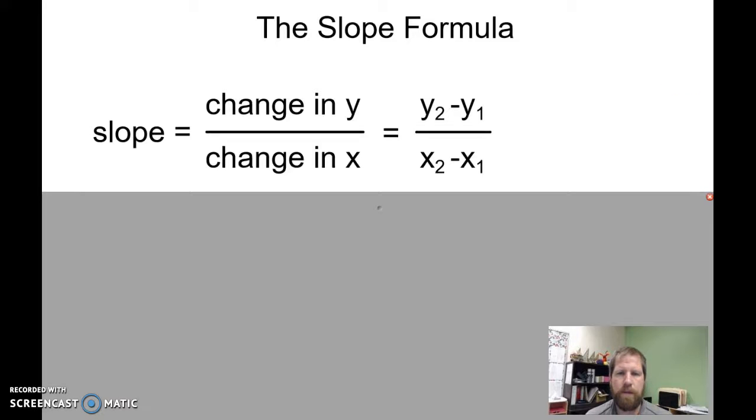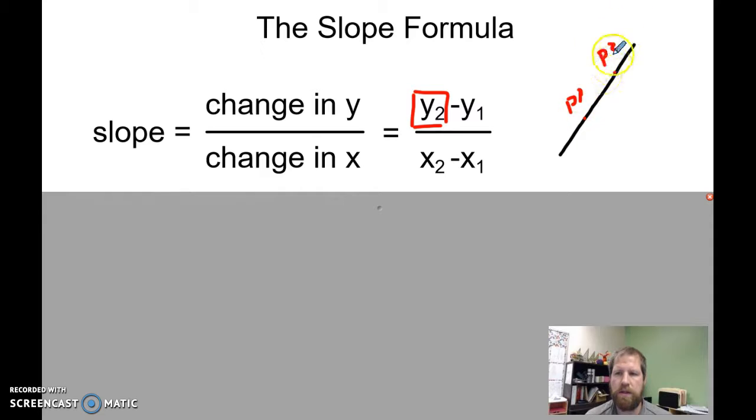Slope formula. So the slope formula is very important, but it's also fairly straightforward. Slope is the change in y over the change in x. And you're looking to find the change in y over the change in x. You're going to be choosing two points and subtracting the y value from one of the points. We'll call this one point 2 and this one point 1.